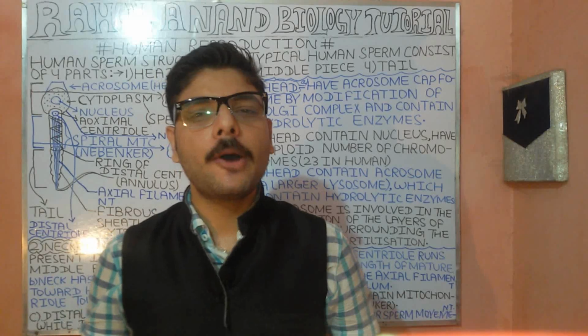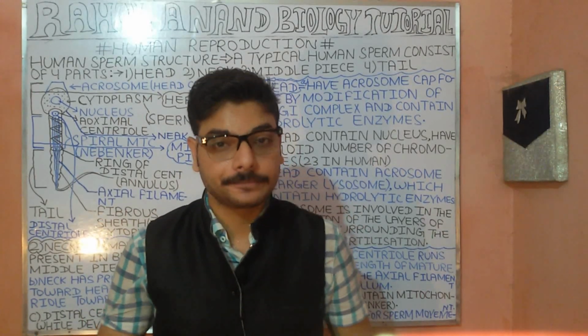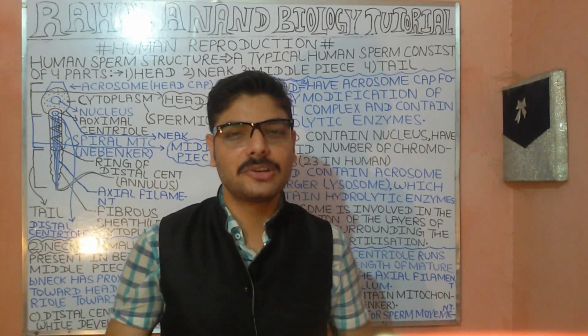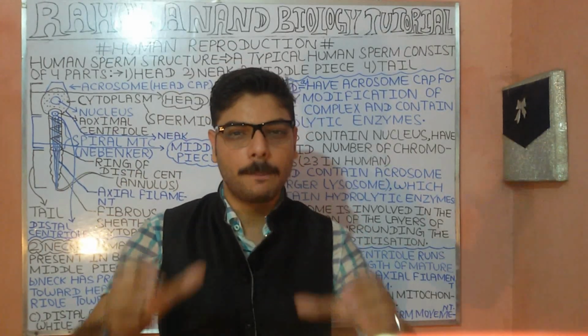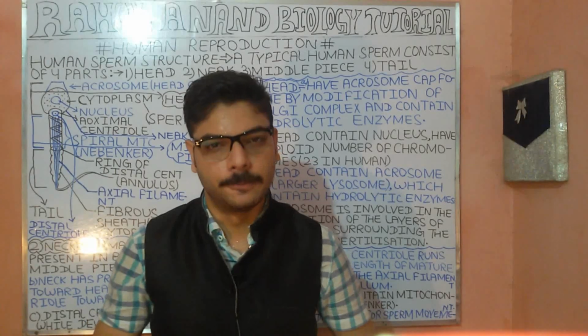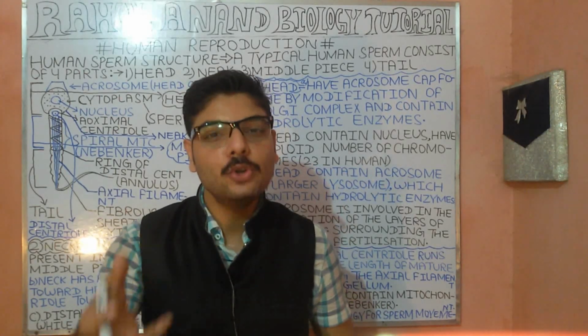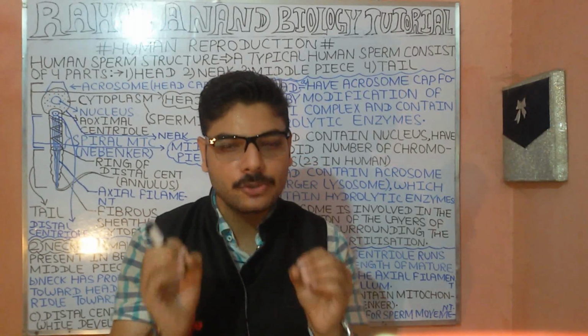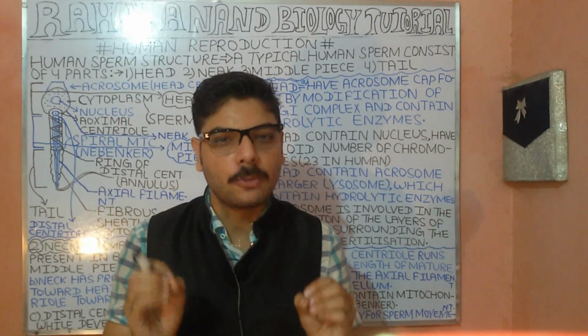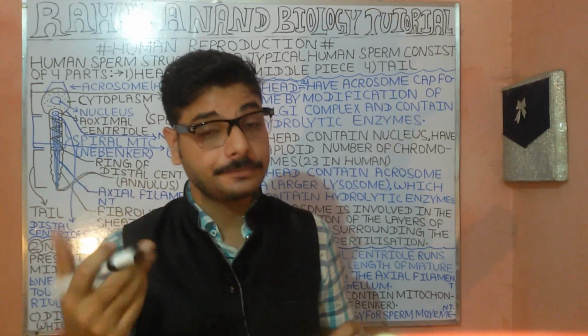It is talking about the axial filament of the tail as well as the flagellum. These are nothing else but the ending portion of the human sperm. Then we do have certain important parts in it.